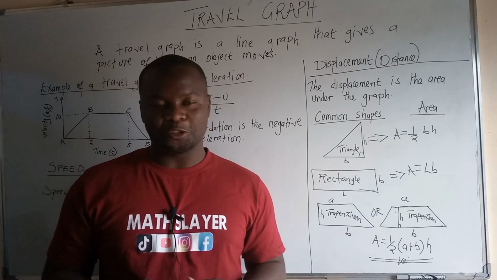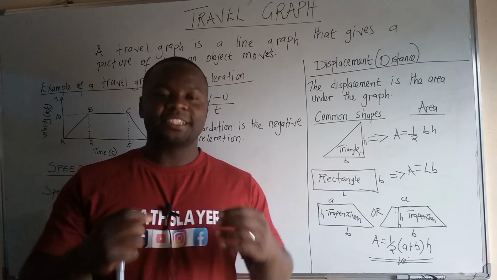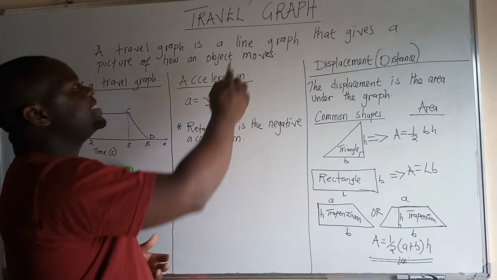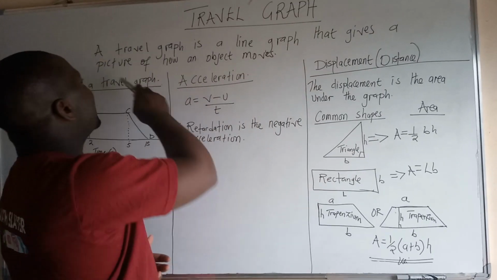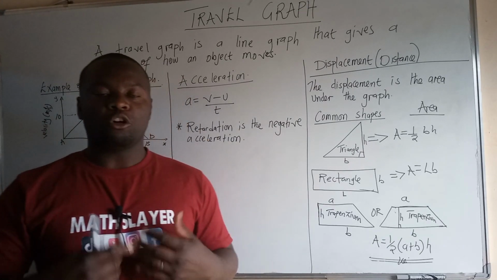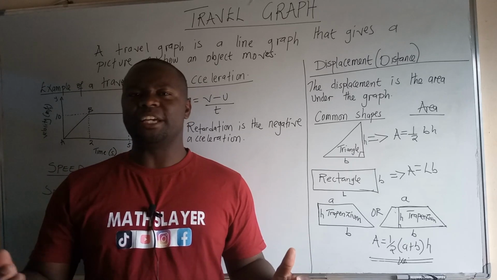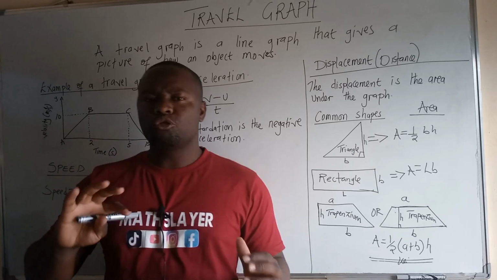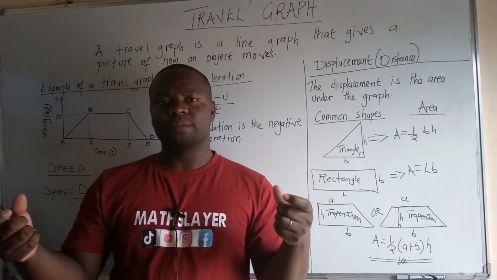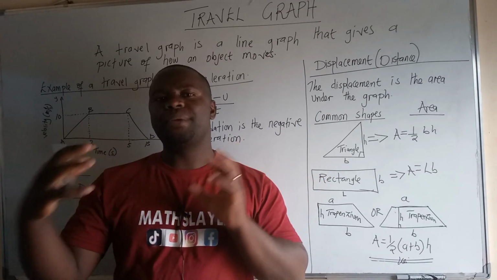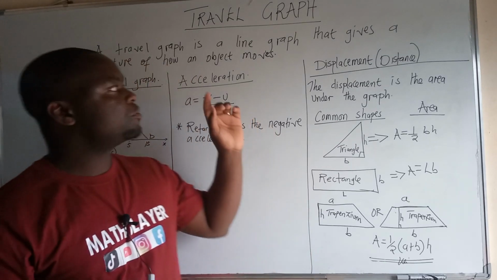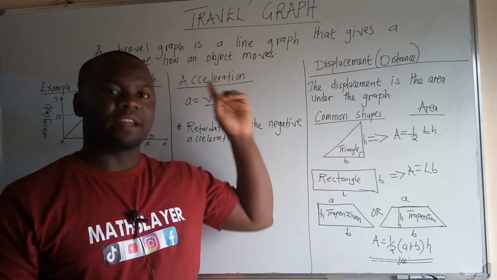So what are you supposed to know about trivial graph? First, let's understand the definition. A trivial graph is a line graph that gives a picture of how an object moves. For example, if an object moves from point A to point B, are we able to come up with a picture of how the object has moved? If we're able to come up with a picture of how the object has moved using a line, that is what we are referring to as a trivial graph.